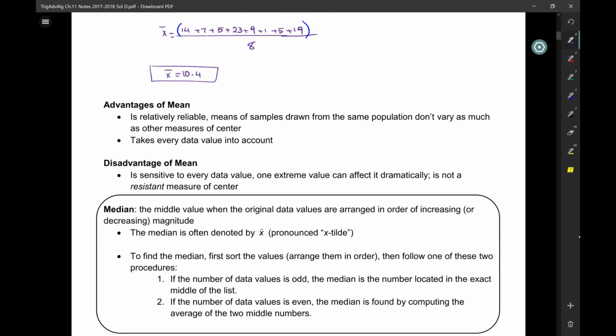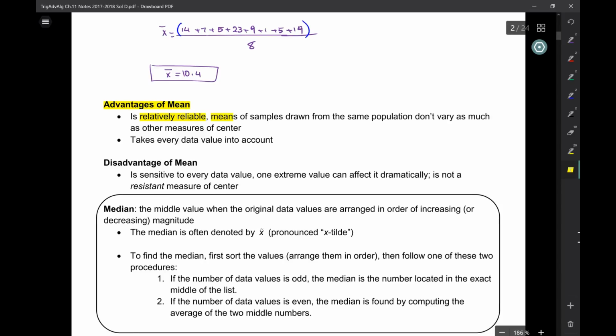All right. Why is mean such a cool thing to find? What are some advantages of mean? First of all, it's relatively reliable. The means of samples drawn from the same population don't vary as much as other measures of center.